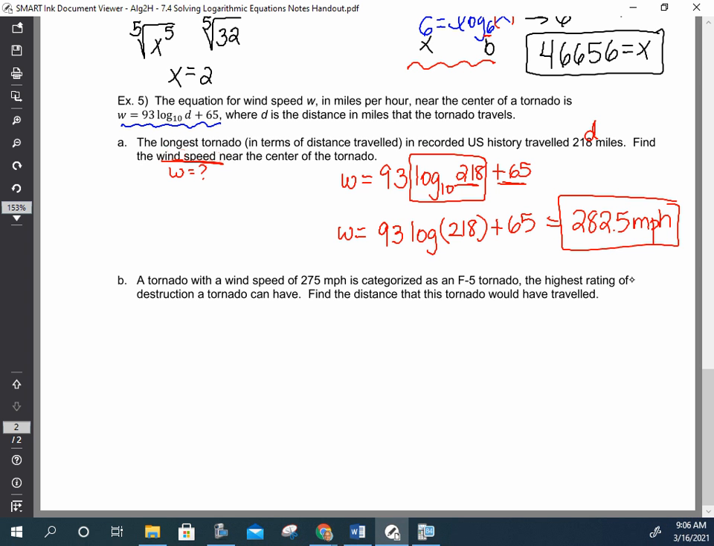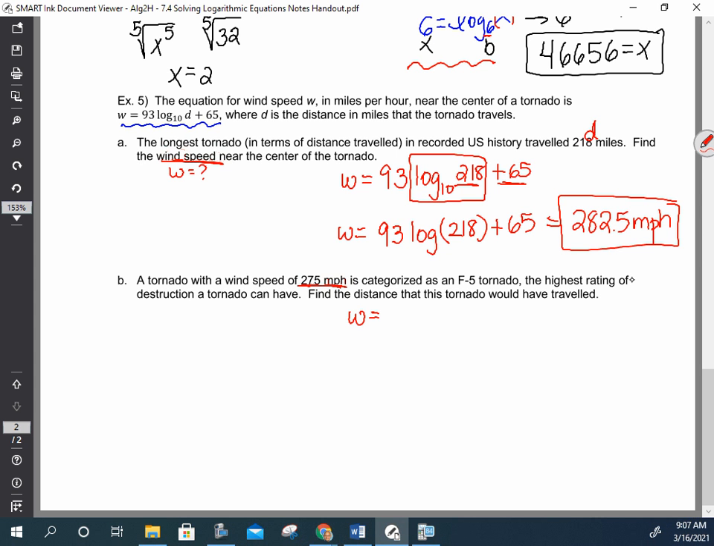So now let's turn it around. A tornado with a wind speed of 275 miles per hour is characterized as an F5 tornado, the highest rating of destruction a tornado can have. Find the distance that this tornado would have traveled. So, 275 mile per hour tornado. F5 is just telling you what kind of tornado it is. That has nothing to do with the solving of the problem.